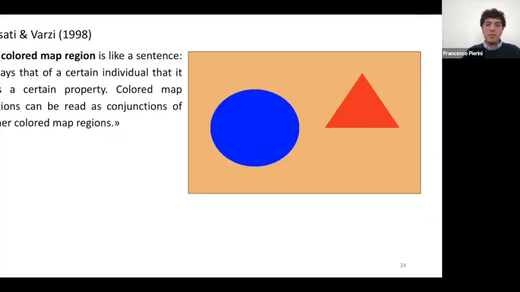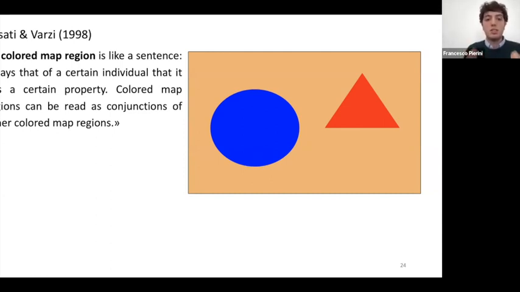Okay, so one popular and prominent account of formal semantics for maps was put forward by Casati and Varzi. I won't go into details, but basically they say that color and regions of maps are the basic syntactic elements of maps, and that they are enough for a map to be semantically evaluated. A colored map region, they say, is like a sentence. It says of a certain individual that it has a certain property. Colored map regions can be read as conjunctions of other colored map regions. And this is the crucial point that we need to retain.